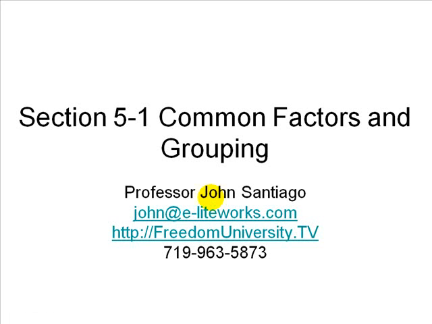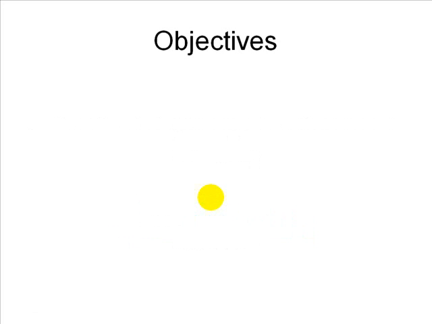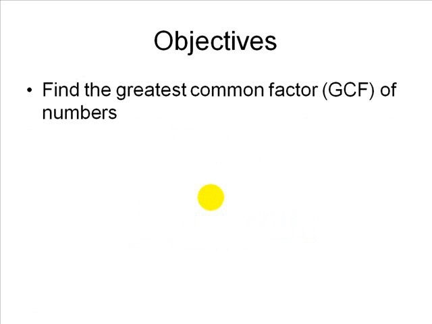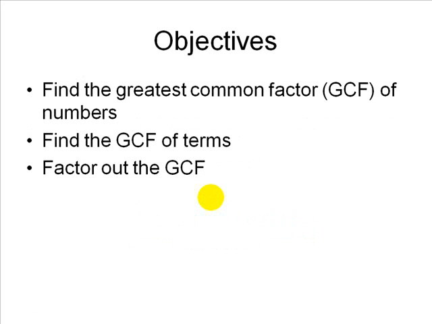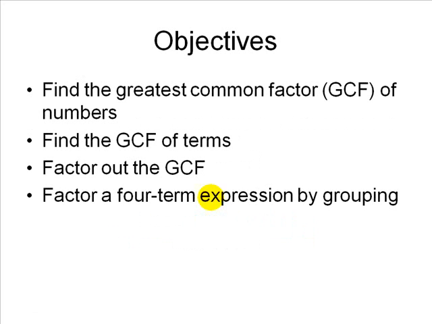Today's lesson will involve common factors and grouping. The objectives are: find the greatest common factor of numbers, find the greatest common factor of terms, factor out the greatest common factor, and then finally factor a four-term expression by grouping.